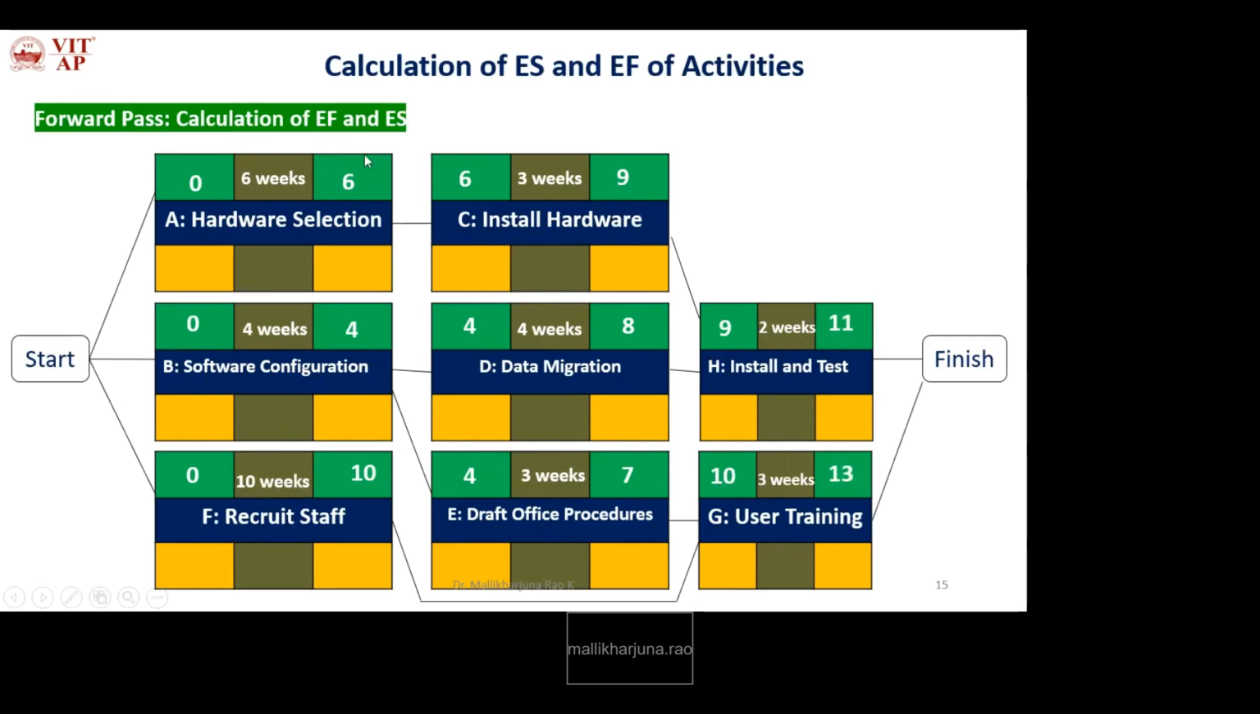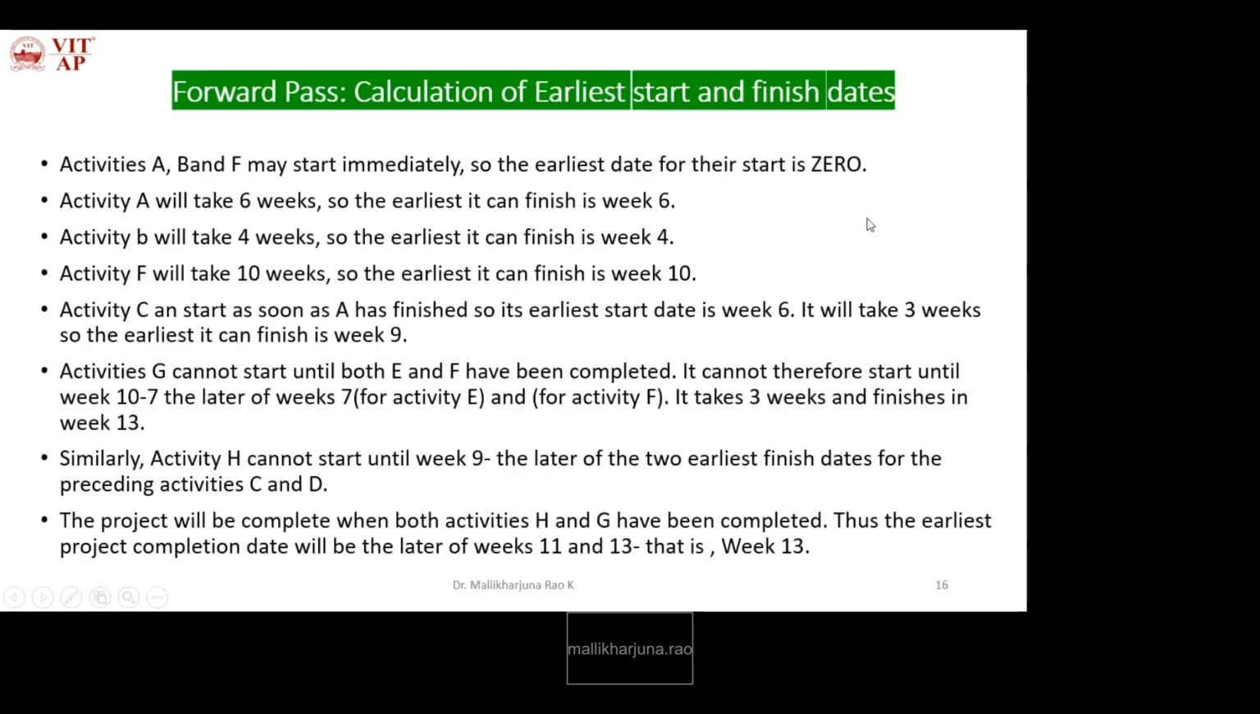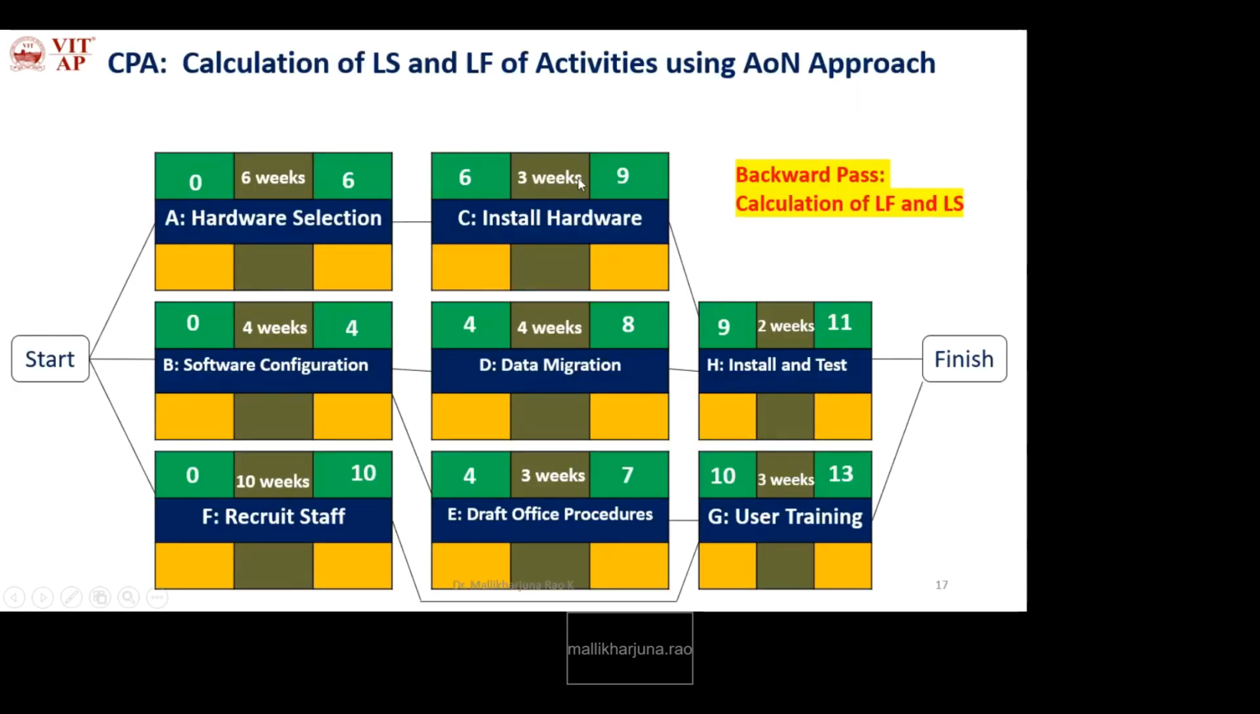So like this way we have to calculate early start and earliest finish for all the activities using forward pass, that is from left to right. So what we have done up to now is listed here, the earliest start and earliest finish calculations. Next we need to calculate latest start and latest finish of all the activities using backward pass, that is from right to left.